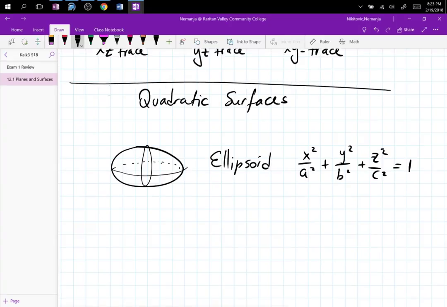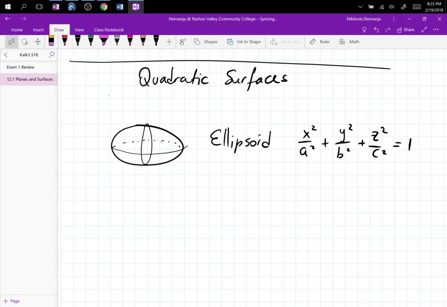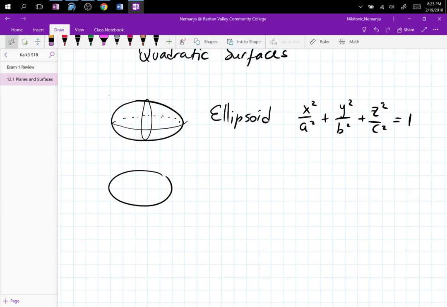I know we're over time, so I'll do one more, and then we'll take a look briefly at the rest on Wednesday. So here is the elliptic paraboloid. This is an elliptic paraboloid.